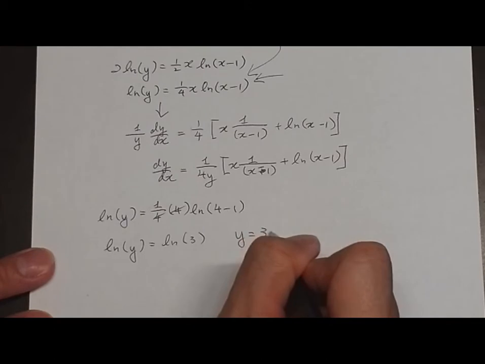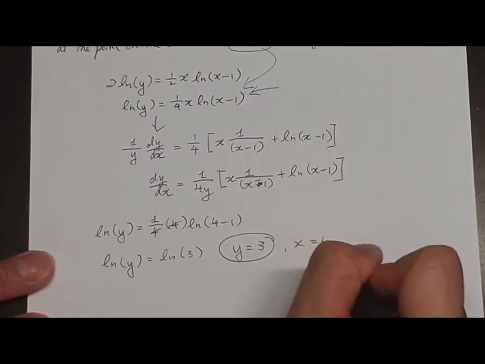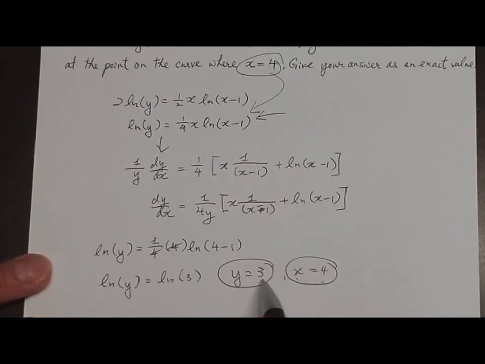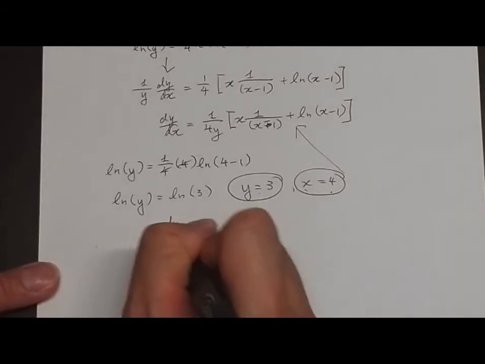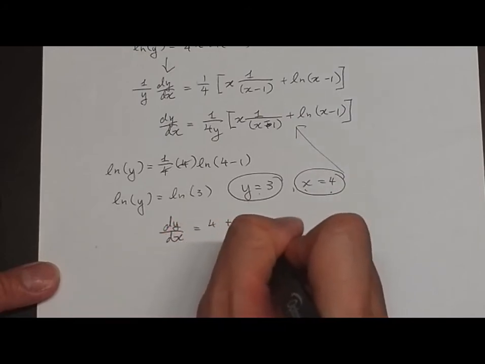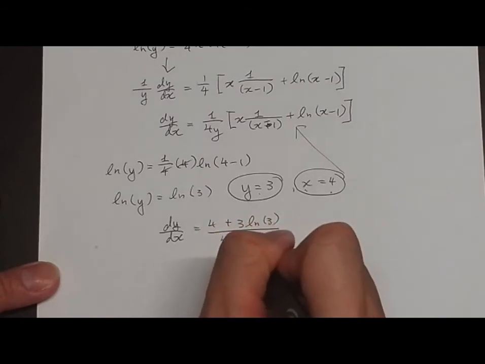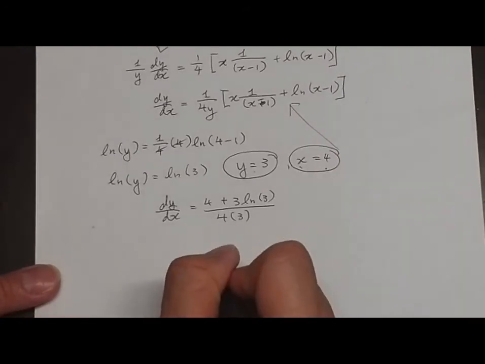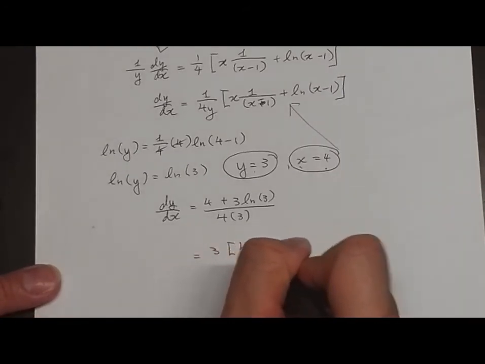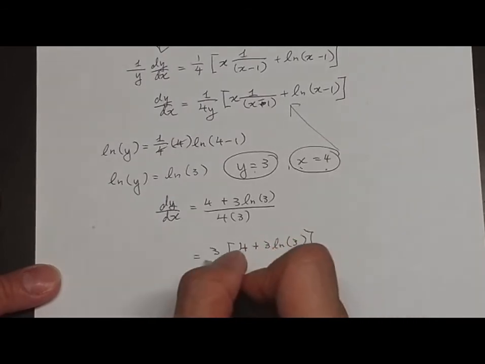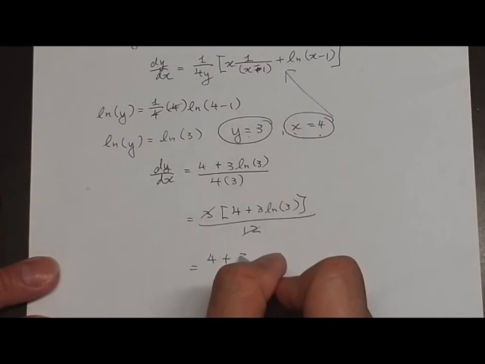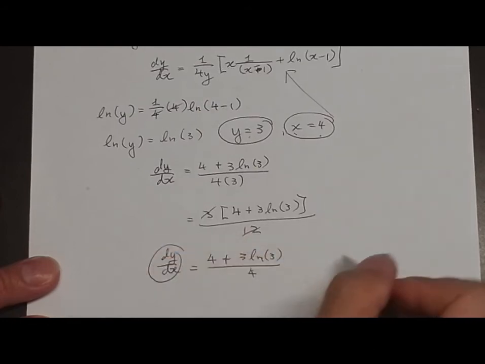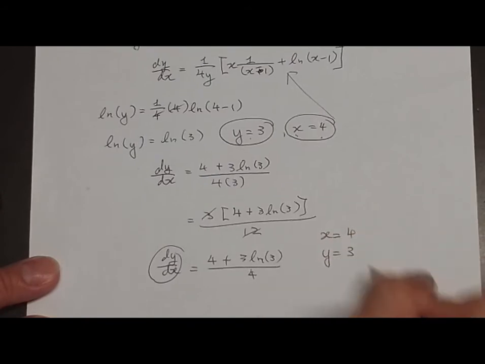So y is equal to 3 when x is equal to 4. We substitute x equal to 4 and y equal to 3 into the dy by dx equation. So we have dy by dx is equal to (4 plus 3 log 3) over (4 times 3). And we have 3 multiplied by (4 plus 3 log 3), and this one is 12. So we cancel out this one, so we got (4 plus 3 log 3) over 4. This is the value of dy by dx when x equal to 4 and y equal to 3.